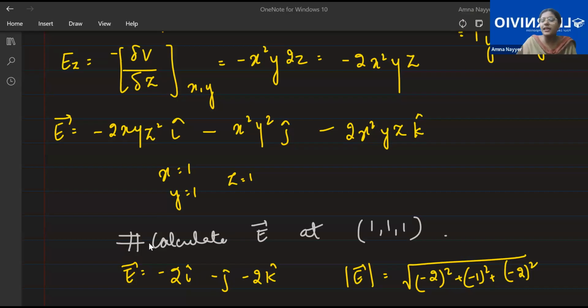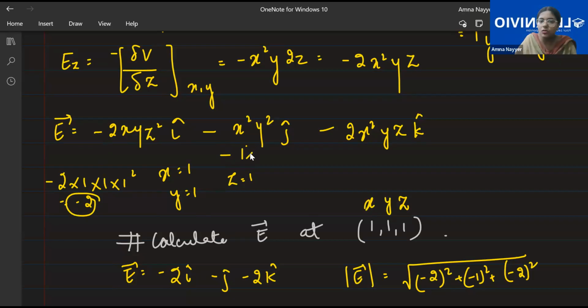I am just saying, in case one part has given you the values of x, y, z, like x1, y1, z1, here 1, 1, 1 means what? This is x, this is y, this is z. So you put 1 in place of that. What is minus 2 into 1 into 1 into 1 square? Minus 2, I've written minus 2 i cap. What is minus 1 square into 1 square into j cap? Minus j cap. I have written minus j cap.